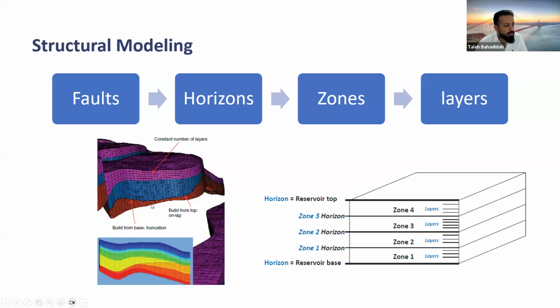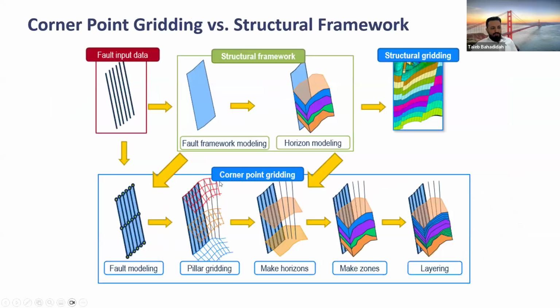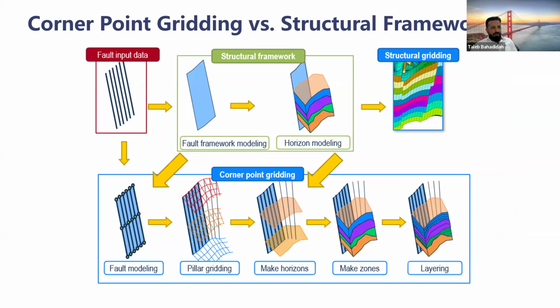If you have pinch-out or truncation, this is more reservoir characterization, which you agree on with the sedimentologist and the operation geologist, the other team of geologists who are in charge of that. You agree with them about a certain conceptual model and structural model. Then you, as a geomodeler, will follow the concept agreed with them. So now here is the question: corner point gridding or structural framework.